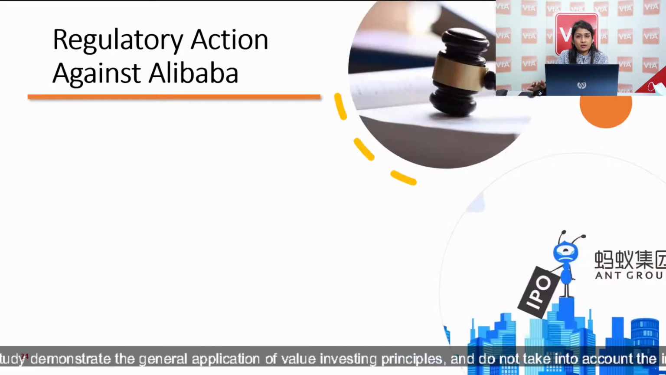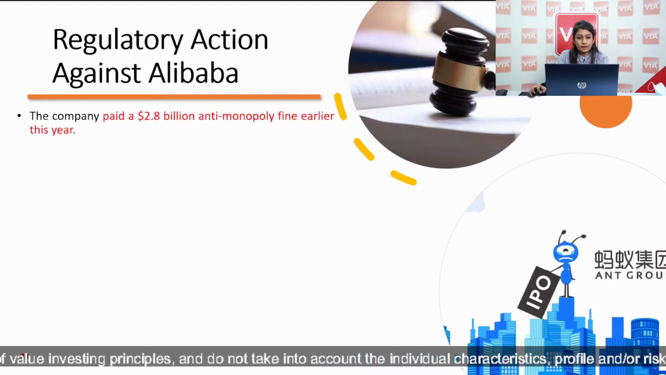So now let me tell you about the regulatory actions which were taken against Alibaba. A $2.8 billion anti-monopoly fine was imposed on the company, as I've already mentioned in the earlier section. The fine was because Alibaba was forcing its merchants to not advertise its wares on competing platforms. But the fine constituted only a minor portion of its revenue, that is 4% of its 2019 domestic sales. And the company expects that this was a one-time levy and it should not affect the company in the long term.